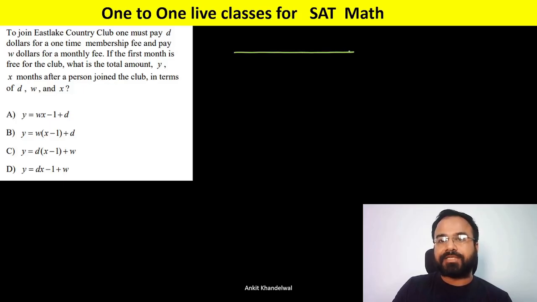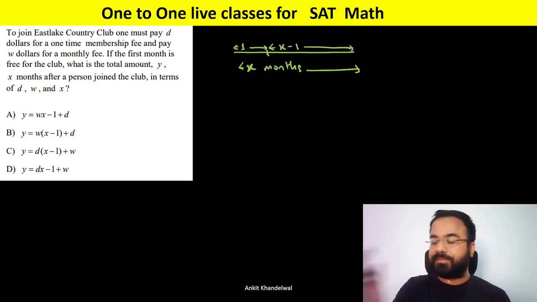So let's say this is the entire X month duration. Now in this X months, it is written the first month is free. So in this 1 month, we don't have to pay anything. So it means the cost he has to pay is only for the remaining X minus 1 months. And it is also written one must pay D dollars for a one-time membership, means the fixed cost.